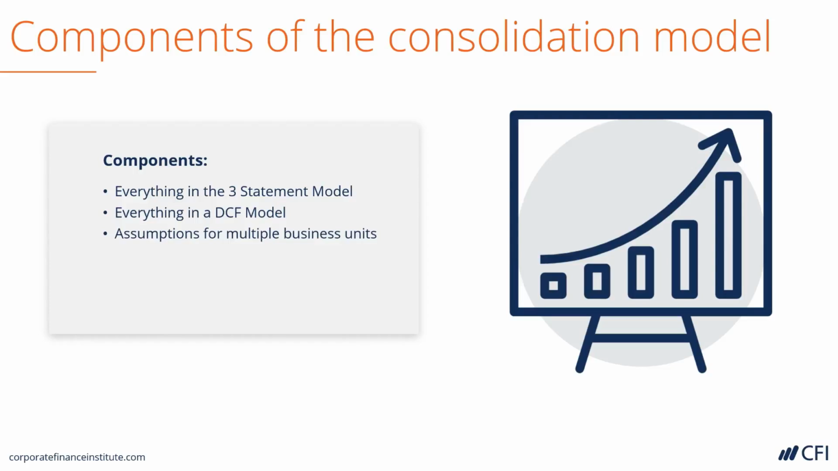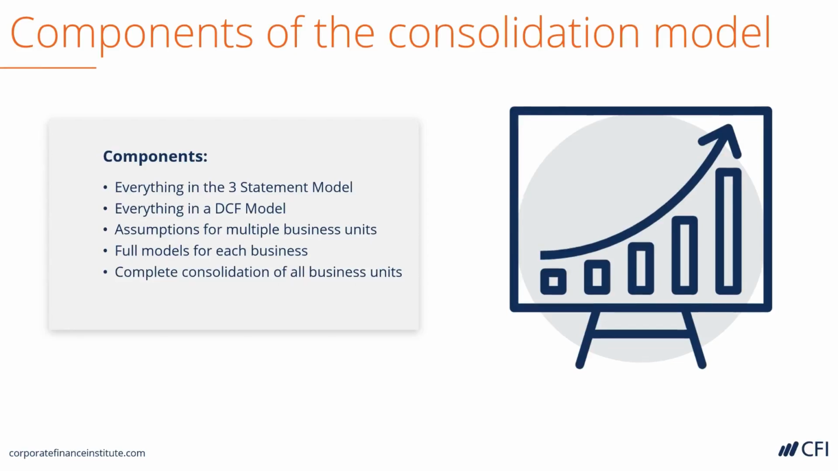So instead of just one operating company or one operating unit, we have a tab for each of them separately. They are full-blown models for each of the businesses. Then what we do is consolidate all of them into one business.